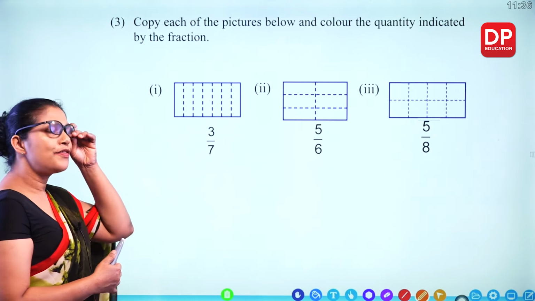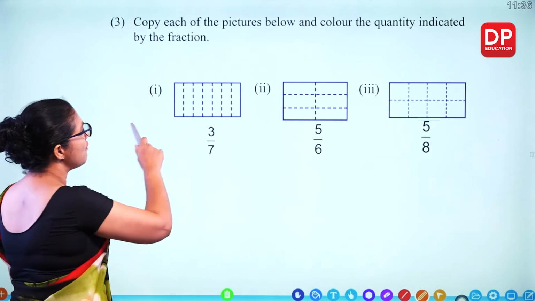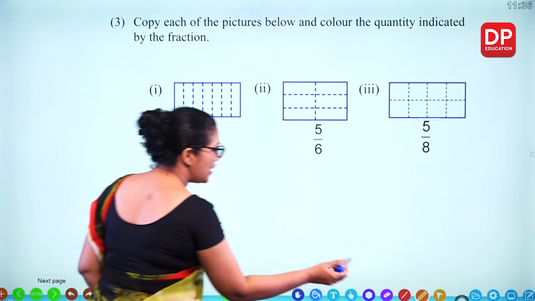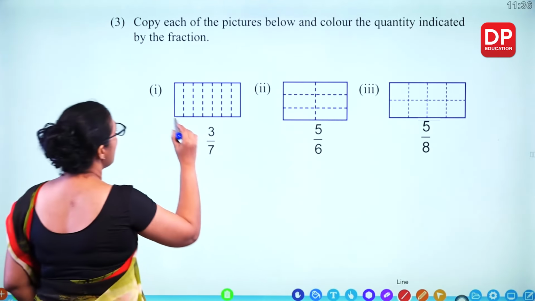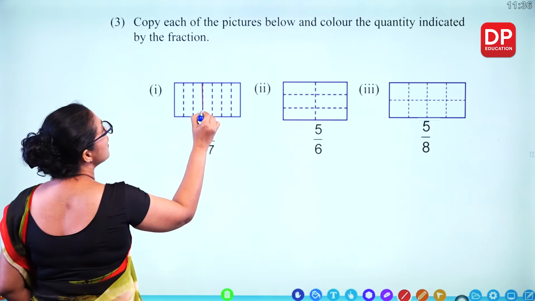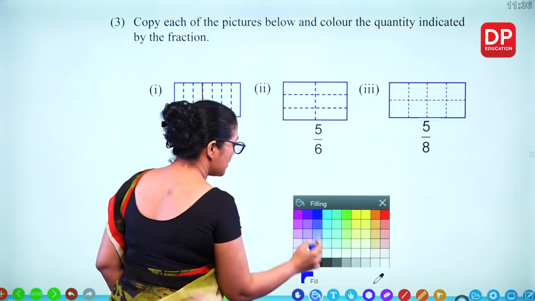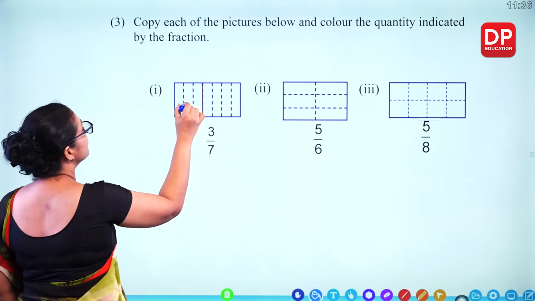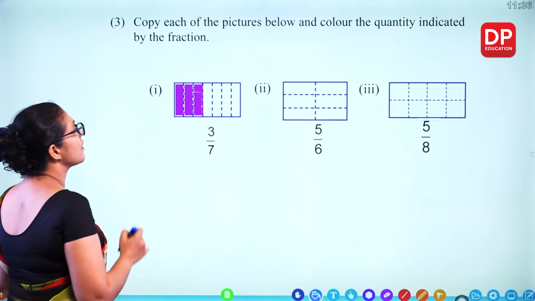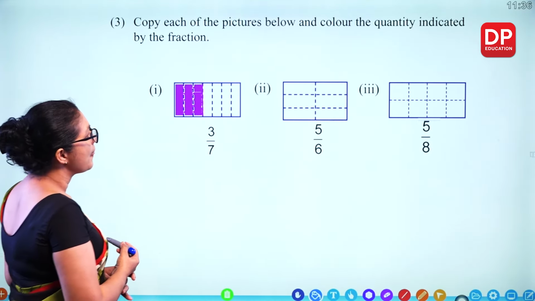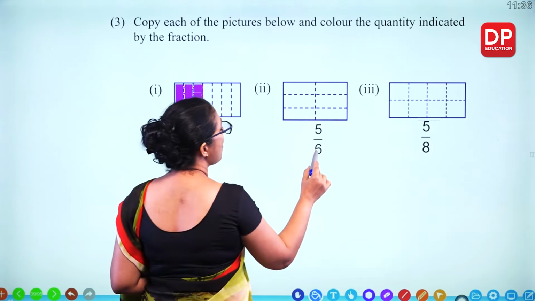Copy each of the pictures below and color the quantity indicated by the fraction. So we need to color 3 out of 7. So 7 parts are there. So we need to color 3 parts. So I'll draw a line here and now shade 3 parts. So that's 3 parts.